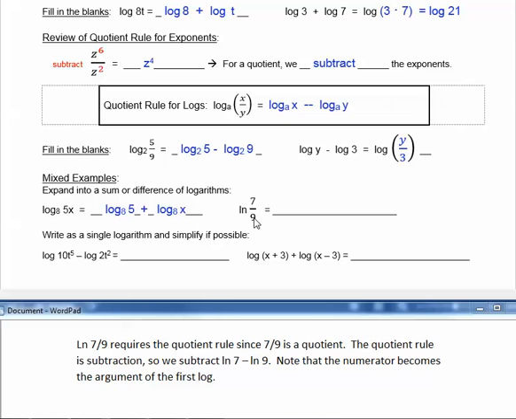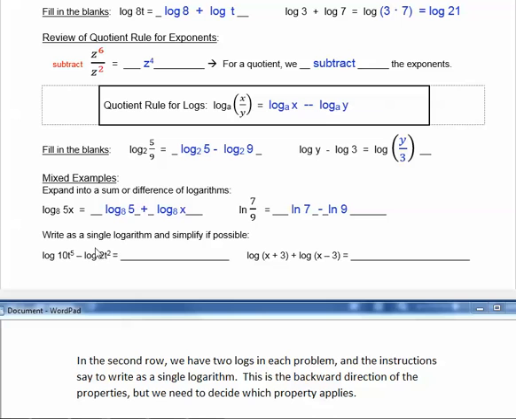Natural log of 7 over 9 requires the quotient rule, since 7 over 9 is a quotient. The quotient rule is subtraction, so we subtract natural log of 7 minus natural log of 9. Note that the numerator becomes the argument of the first log.